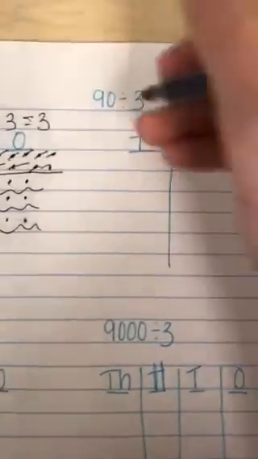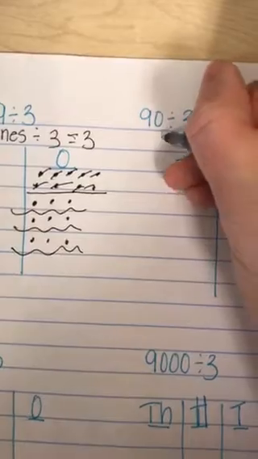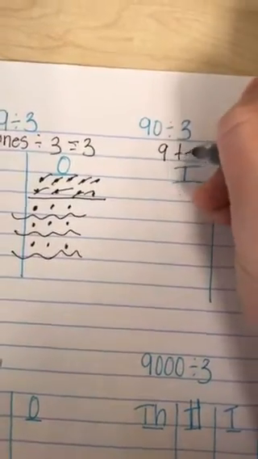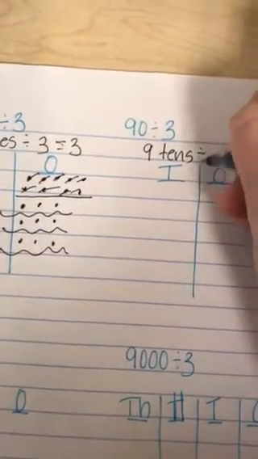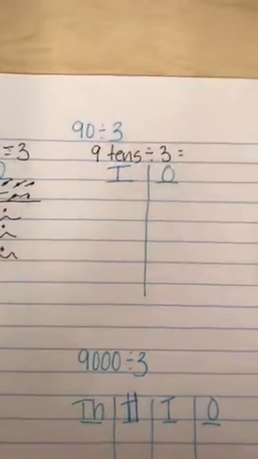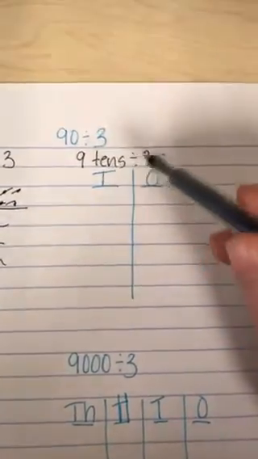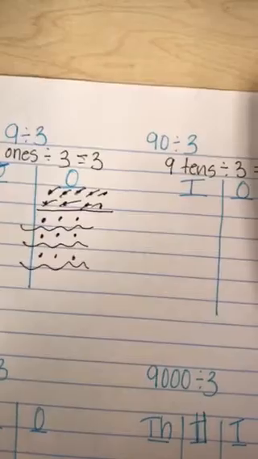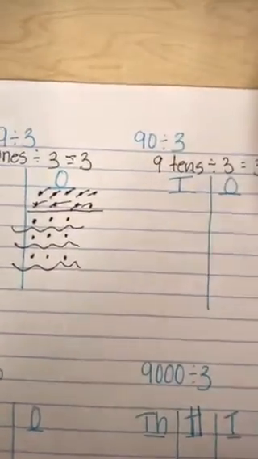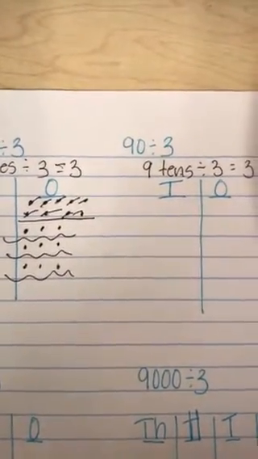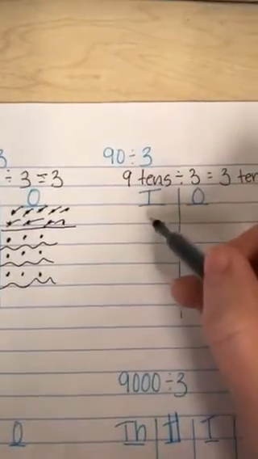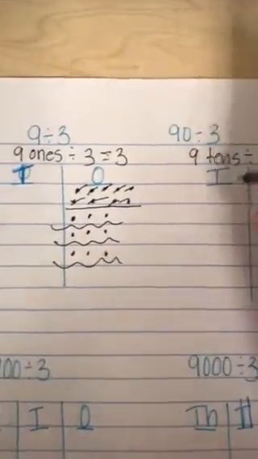So moving on to 90 divided by 3. Well, I can write it in unit form. 9 tens divided by 3. And again, if you know your fact, then you would know that your answer would be 3, and then go back to your unit, 3 tens. And 3 tens is the same as 30.